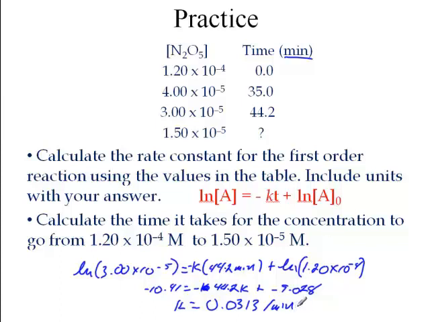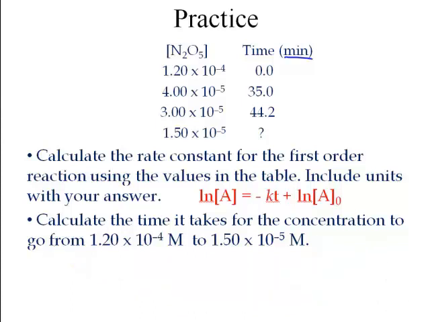And again, if you recall, first order k values are in some unit per time, right? So let's look at the second question here, where it says calculate the time it takes for the concentration to go from that to that. So here is my initial concentration, or the naught, and then this is the other one. Now we're going to solve for t, and since we have a value for k, it shouldn't be too tough.